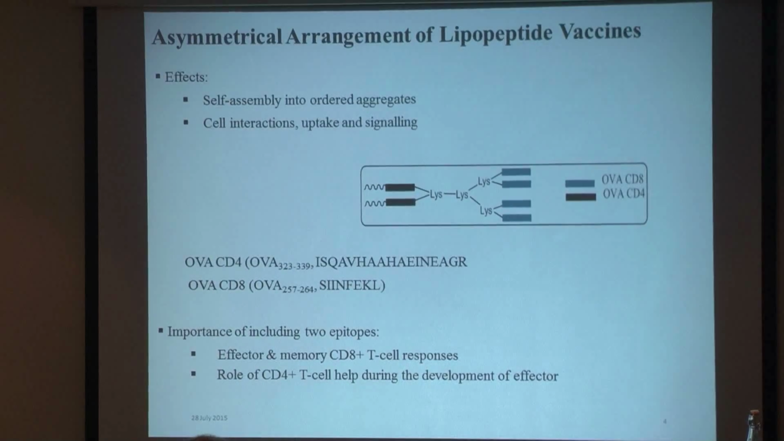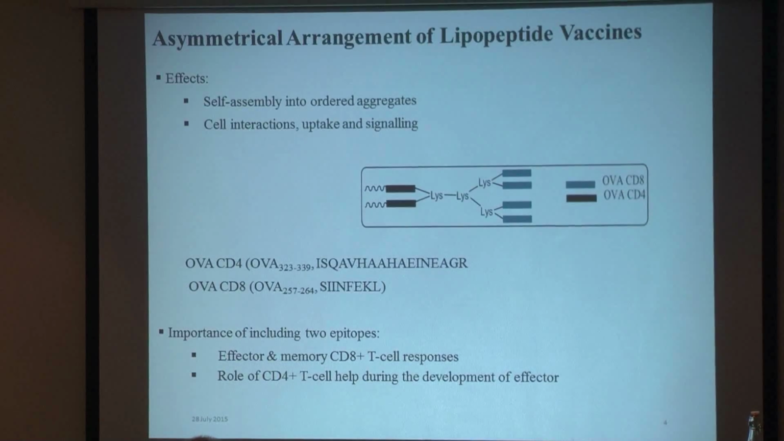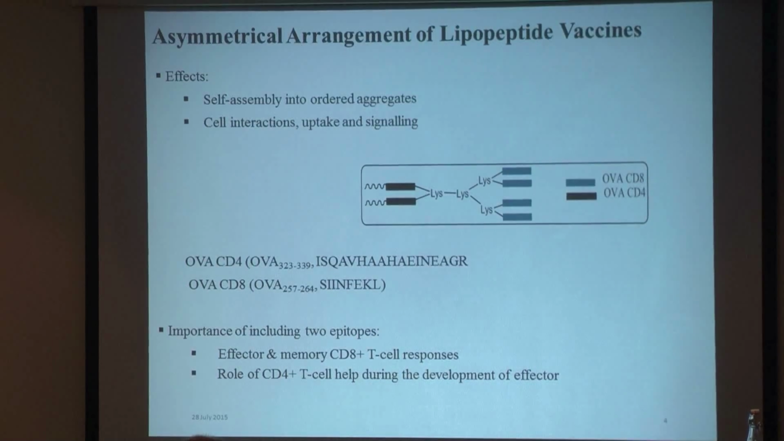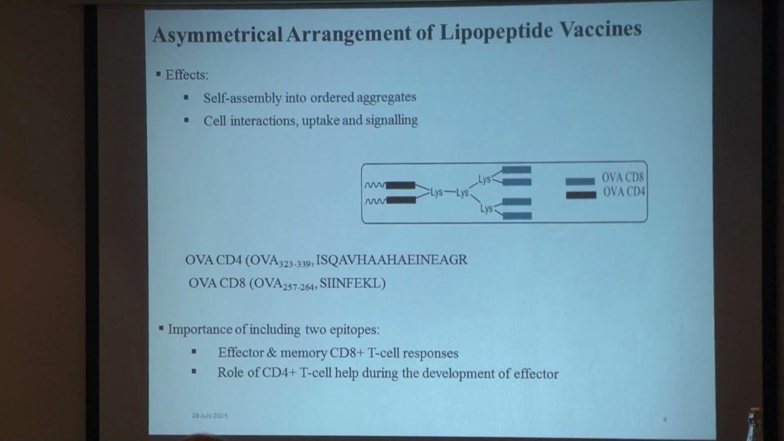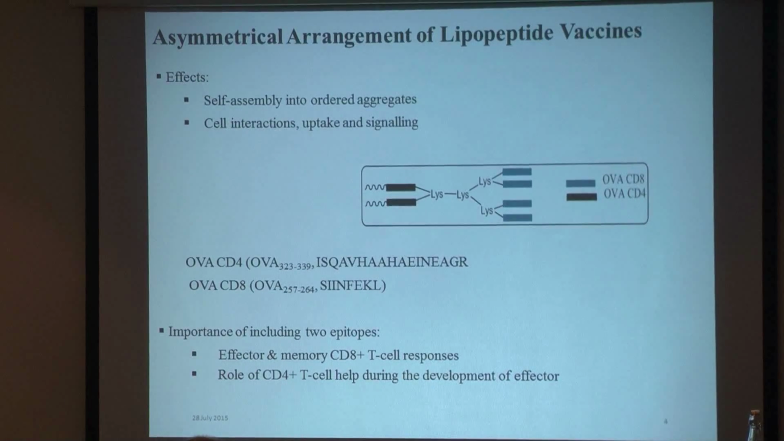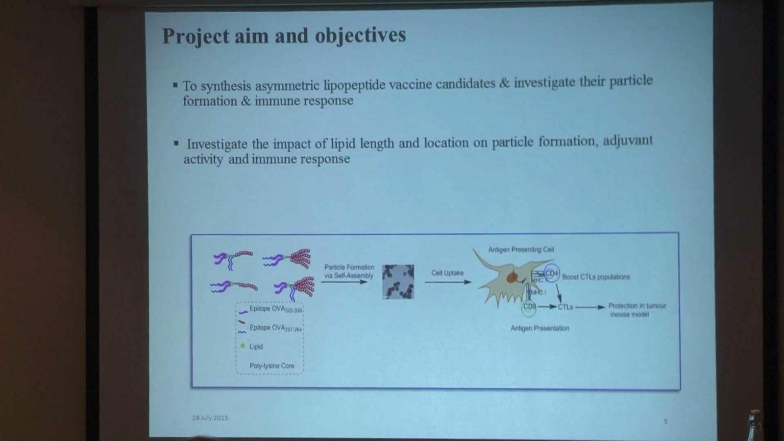On the other hand, biological researchers have shown that asymmetric arrangement of subunits of macromolecules has a profound effect on their cellular interaction and signaling. So we put this asymmetric arrangement of epitopes using ovalbumin as an antigen model. We use OVA CD8 because it's important for cellular immunity, and we also put OVA CD4, which has been shown to be effective for development of effector and memory CD8.